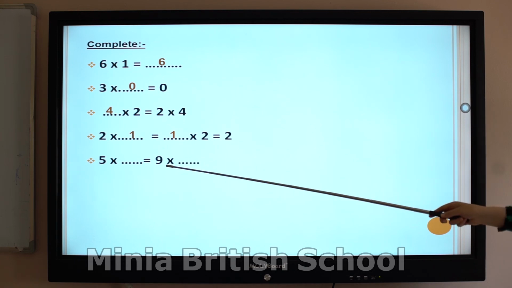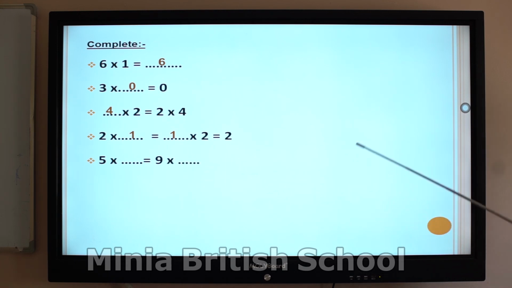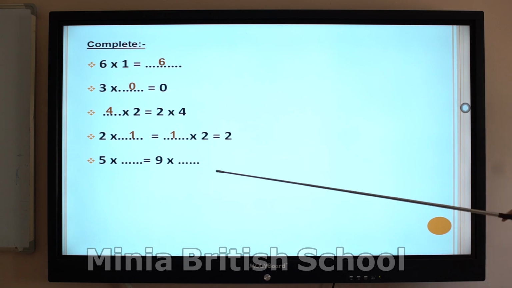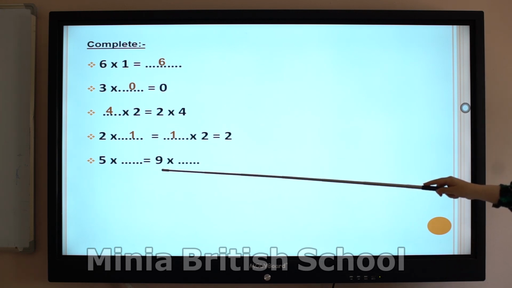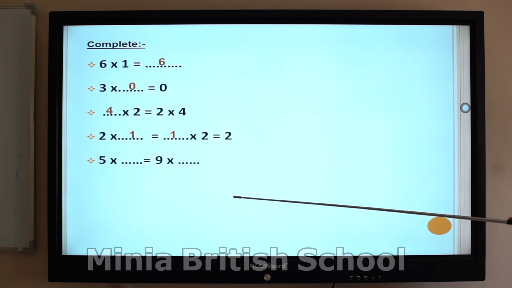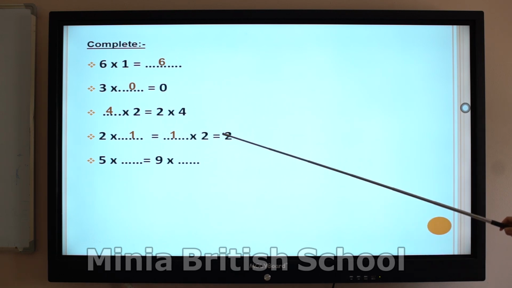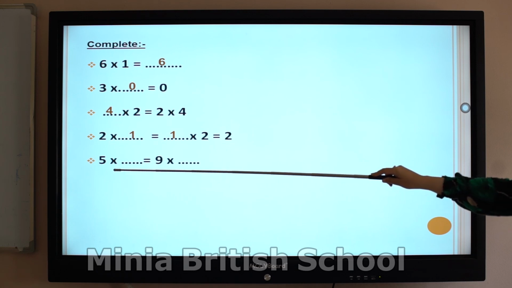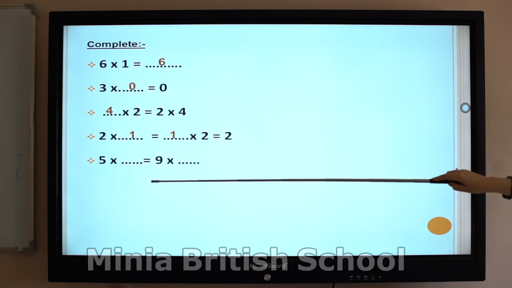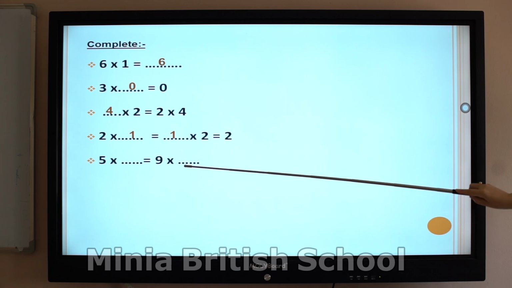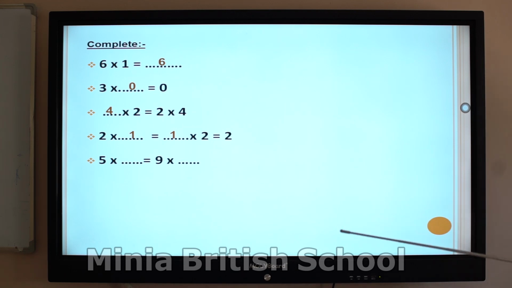Okay. 5 times what equals 9 times what? 5 times space equals 9 times space. Okay, the third property, changing the order. When I change 5 by 9, you have to write here 9 and here 5. Changing the order doesn't change the result. 5 times 9 equals 9 times 5.